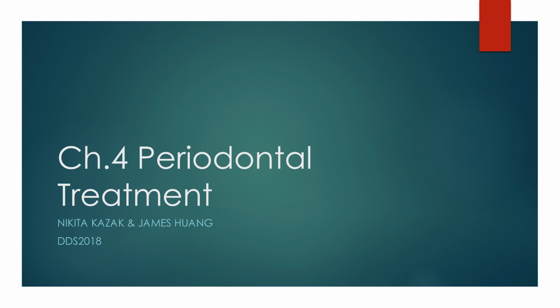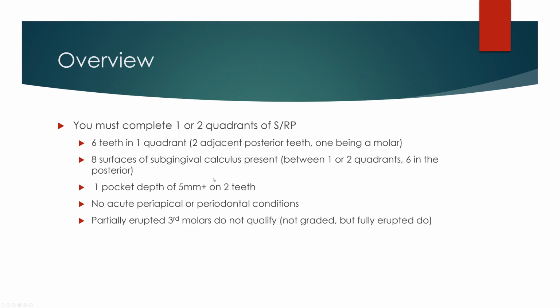Okay, so it's time for part 4. This is the perio section of REBS. The tough part here is finding a patient that is acceptable.